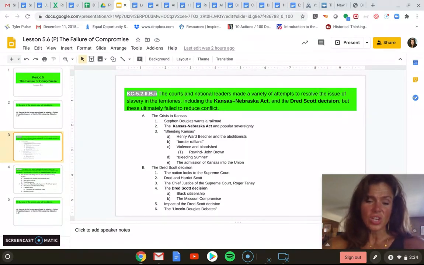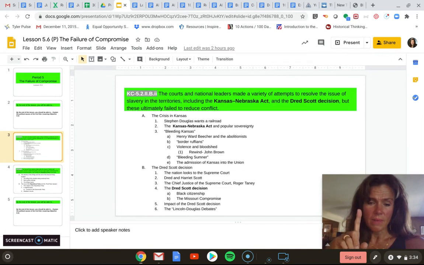The Chief Justice of the Supreme Court is a Southerner named Roger Taney. Most of the justices were Southern Democrats. So they were, of course, very, very biased. In the Dred Scott decision, the court makes a number of controversial and fateful decisions.